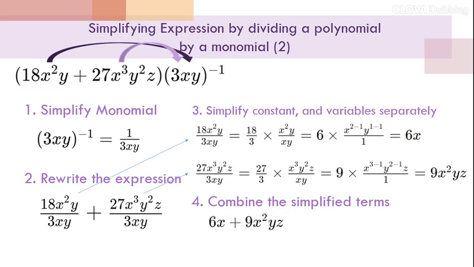This gives 6x. Also for 27x^3y^2z over 3xz, calculate the coefficients and simplify the variables. Then the calculation is done. Finally, combine the simplified terms. The final result is 6x minus 9x^2y^2.